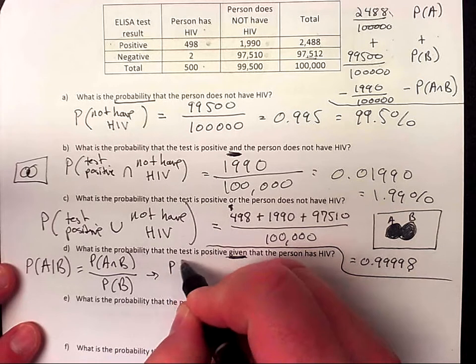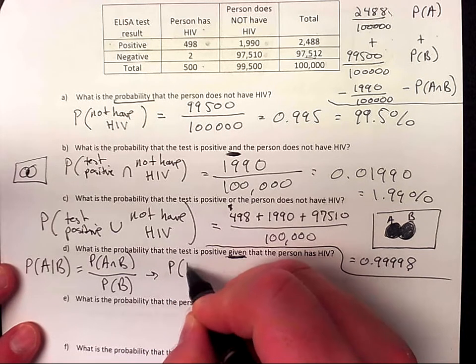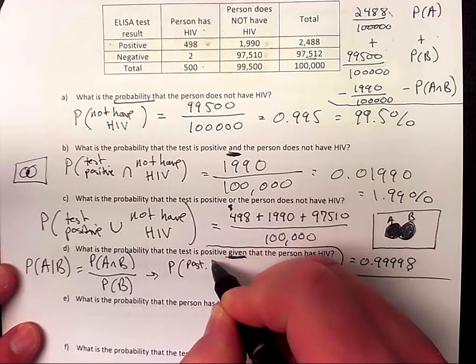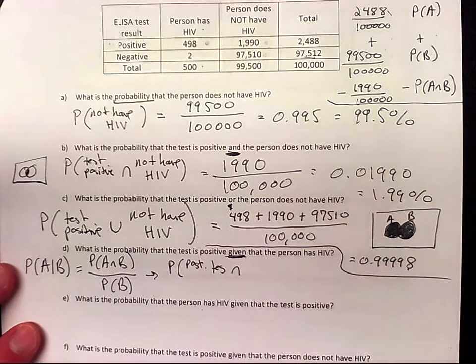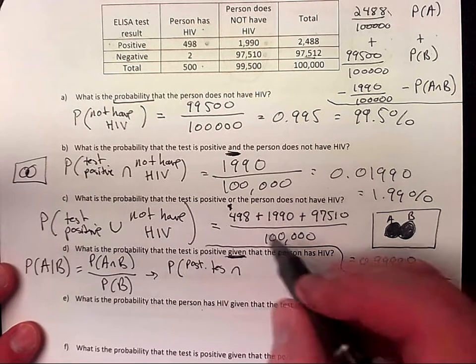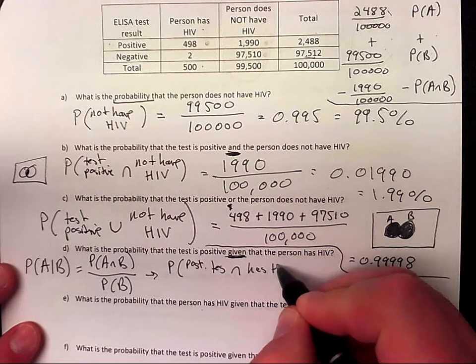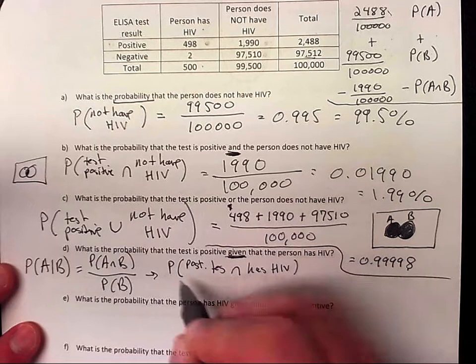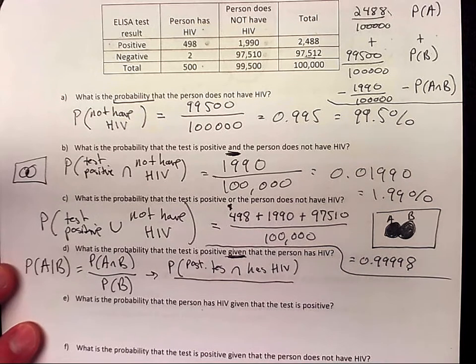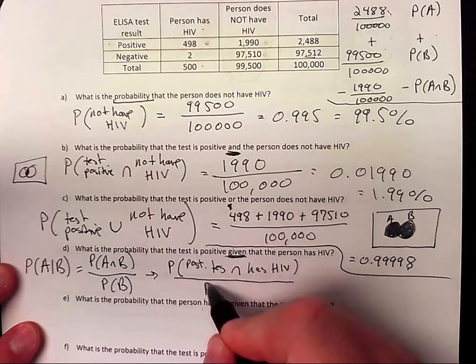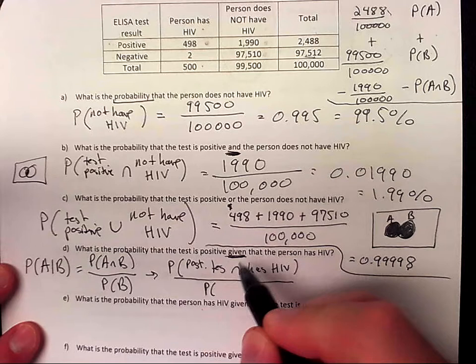Test positive, right? So here this is going to be the probability of a positive test. And what is B going to be equal to? Has HIV. That's going to be up in the numerator. So then down here in the denominator, we're going to have the probability of has HIV.